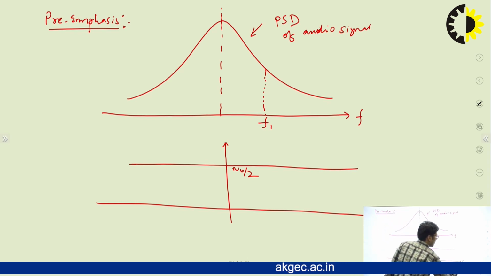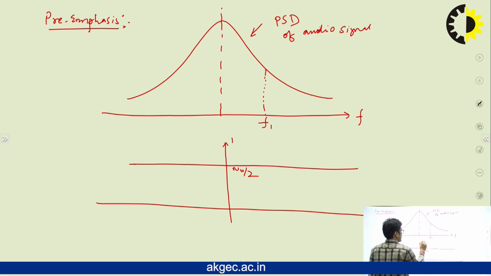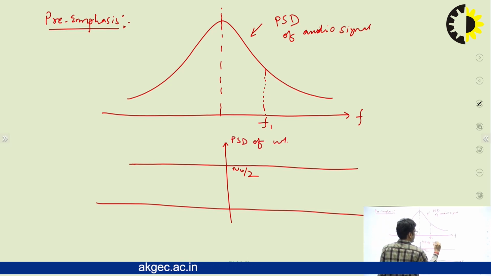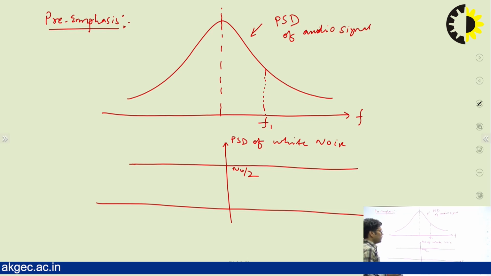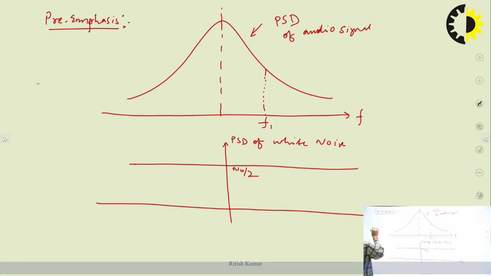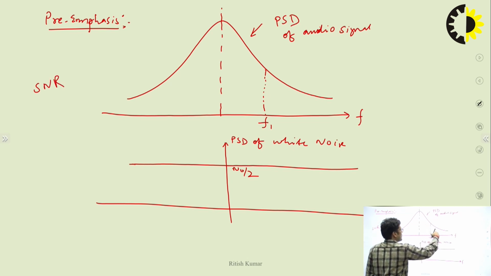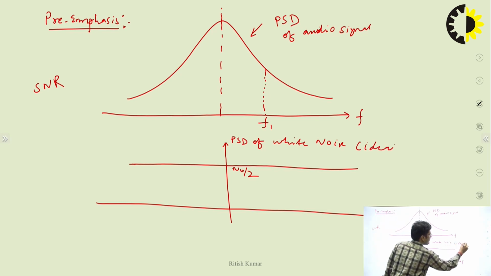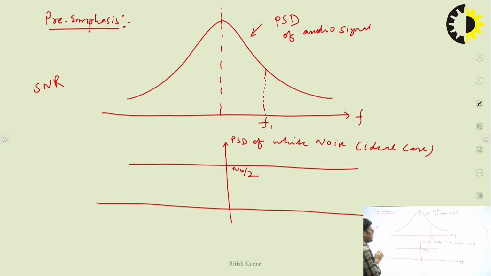This is the frequency, and this is the power spectral density of white noise. So if I correlate the things, what will be the SNR at this frequency range, beyond this frequency range and below this frequency range? This PSD of noise is in the ideal case. You can see throughout the frequency range, the PSD of white noise is constant by nature, and it has the value of N naught by 2. So this is the boundary between low frequency and high frequency.